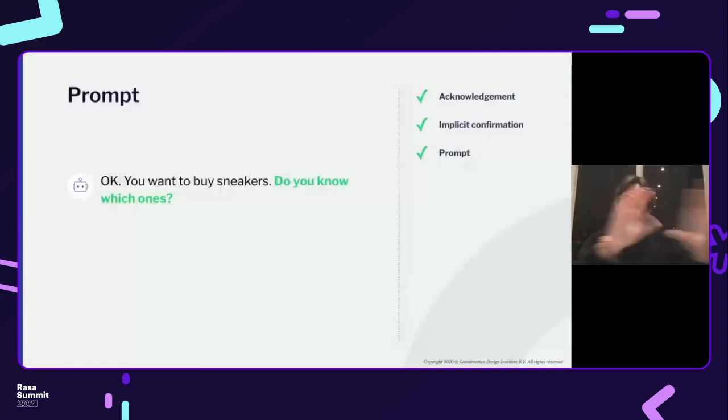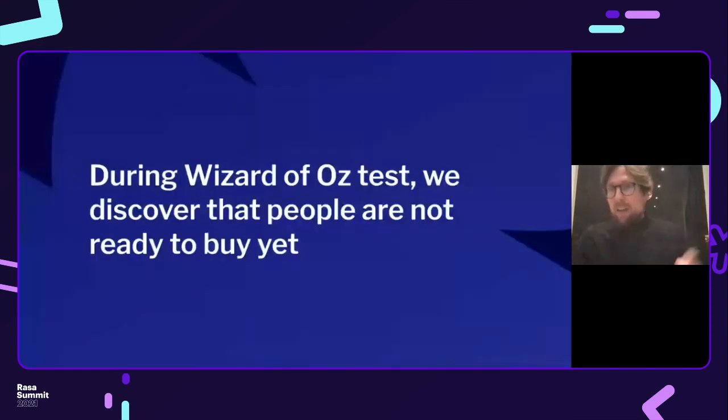And obviously for this use case, we would have a bunch of these messages to get through the whole thing. Acknowledgement, confirmation, prompt. So we could now test the entire conversation. And we do that with a Wizard of Oz test. And Wizard of Oz is really, we stick to our script and people can speak freely, right? And they can speak freely, we stick to our script, and we discover with about 5 to 10 tries what makes sense and what doesn't.